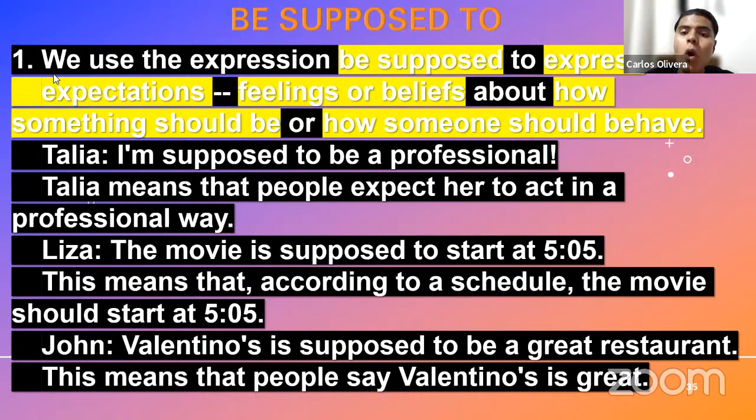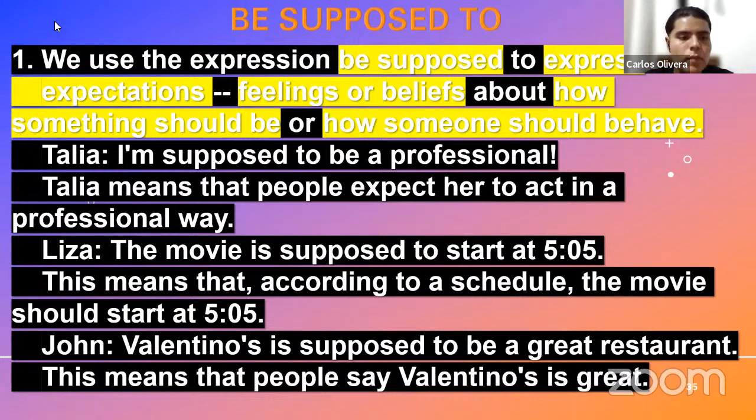We use the expression be supposed to express expectations, feelings, or beliefs about how something should be. Notice that. Or how someone should behave. That is the key word. How things should be, not how they must be or how they are, but how they should be. Como deberían ser. Or how someone should behave.